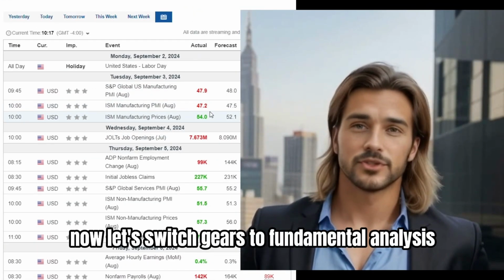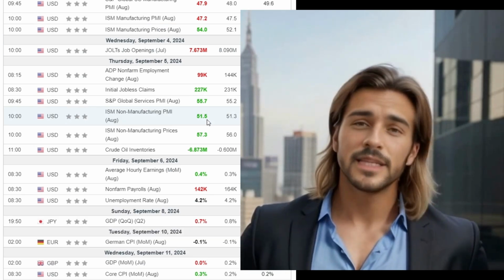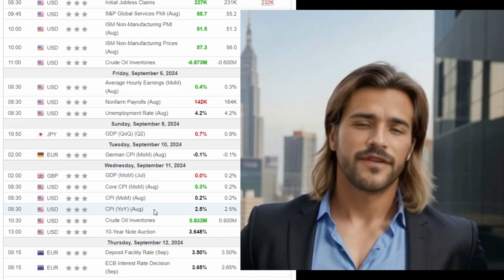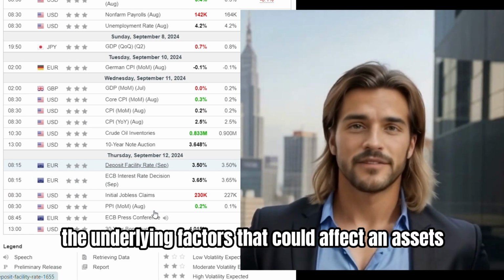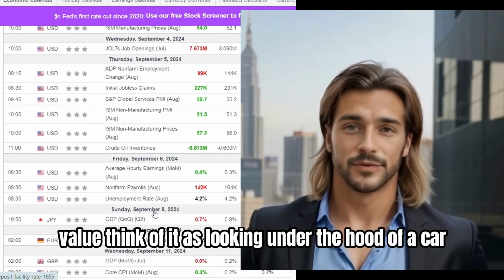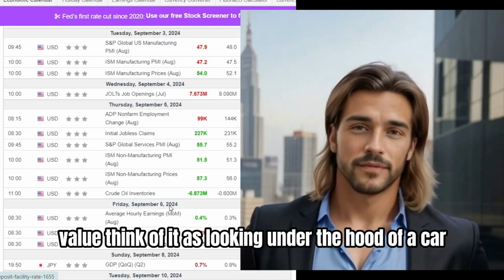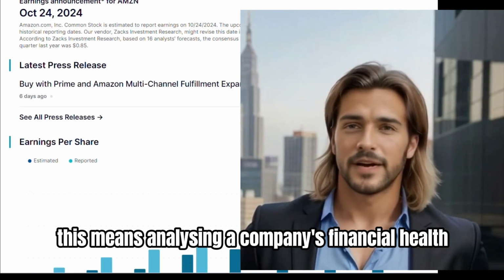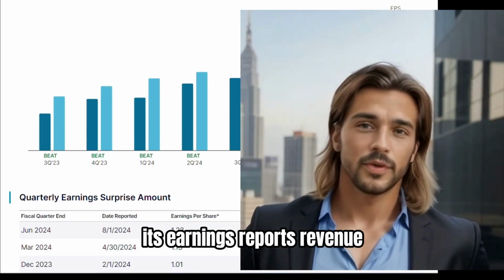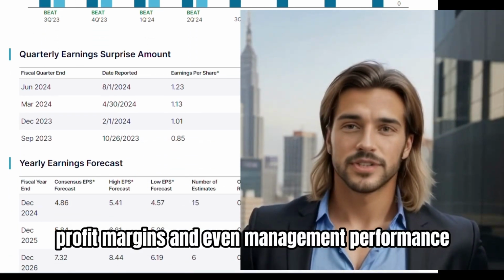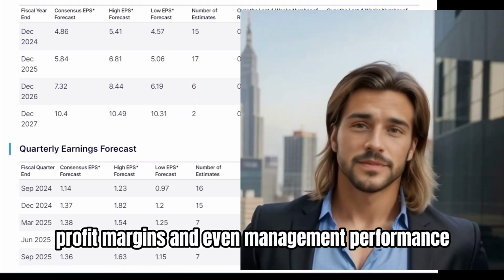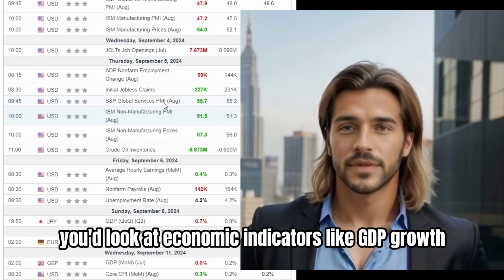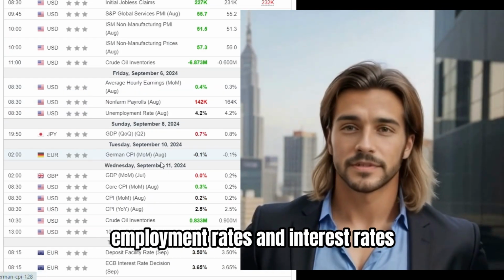Now let's switch gears to fundamental analysis. Unlike technical analysis, which focuses on price patterns, fundamental analysis looks at the underlying factors that could affect an asset's value. Think of it as looking under the hood of a car before buying it. For stocks, this means analyzing a company's financial health, its earnings reports, revenue, profit margins, and even management performance. For currencies, you'd look at economic indicators like GDP growth, employment rates, and interest rates.